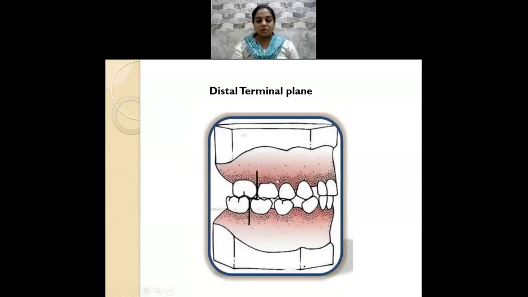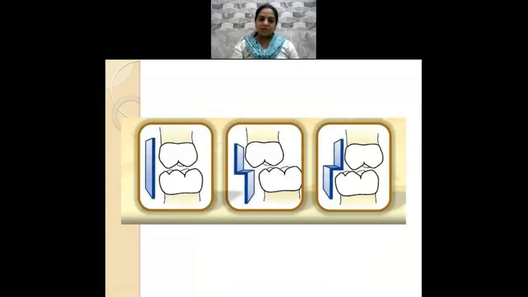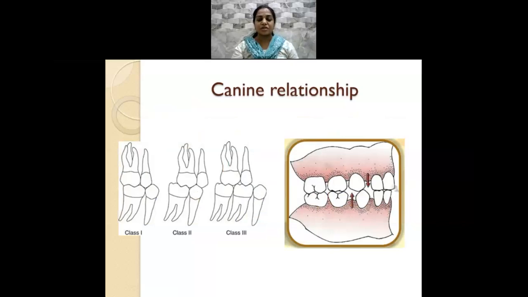Now, coming to the distal terminal plane, as you can see in this picture, the distal surface of the lower second deciduous molar is far behind when compared to the distal surface of the upper second deciduous molar. This is called the distal terminal plane. Now, all three terminal planes have been depicted in one picture: the flush terminal, mesial terminal, and distal terminal.